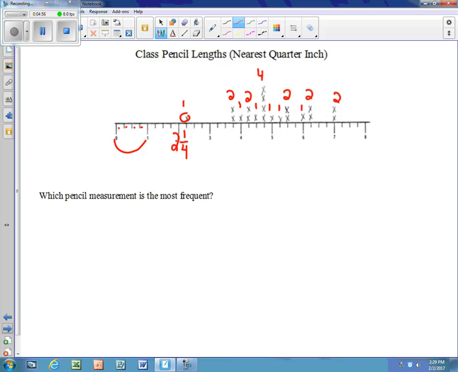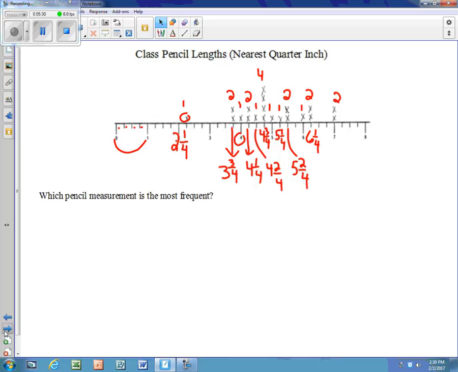And then when I come over here, it's hard to fit it in, but I want to pay attention to this. I have 3 and 3/4. 4 is already there. Then I have 4 1/4, 4 2/4, 4 3/4, and I have 5. 5 1/4, 5 2/4. There's nothing at 5 3/4. 6 already has something there. 6 1/4, and 7's already there. So now I have all my units and everything that I need there, my numbers.